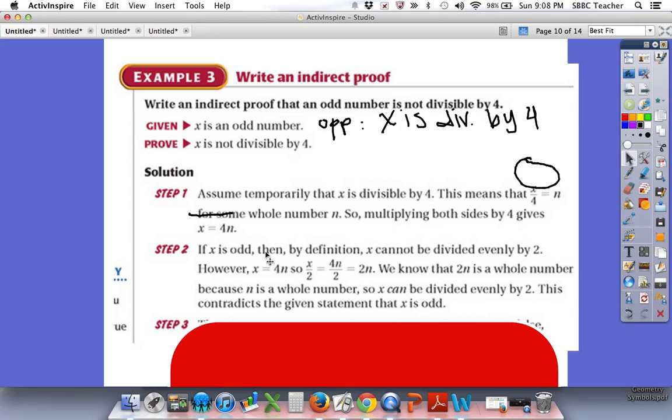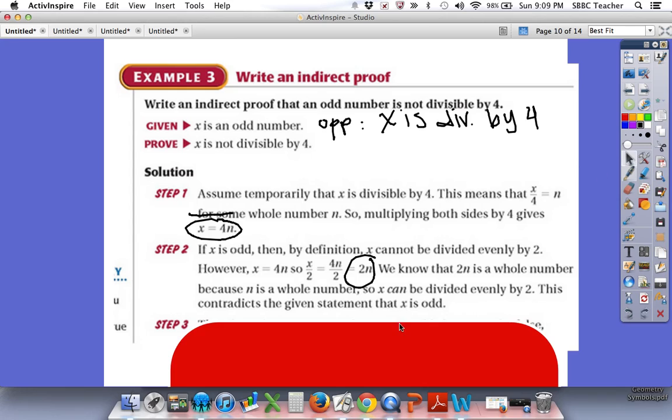So we first assumed, again, that x is divisible by 4. We wrote an equation to express that, x divided by 4 equals n, and then we solved for x and got x equals 4n. We divided 4n by 2 and got 2n. 2n is an even number. If you plug in any number to n, you're always going to get an even number. If you plug in 5, you get 10. If you plug in 7, you get 14. If you plug in 2, you get 4. So no matter what number you plug in for n, because you're multiplying it by 2, you're going to get an even number, and that's a contradiction because you were given that x is odd.